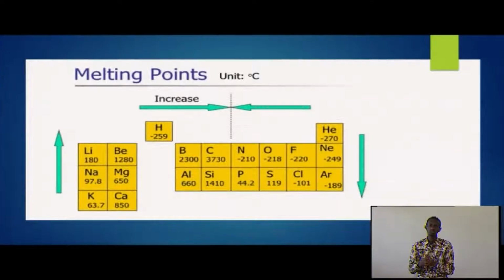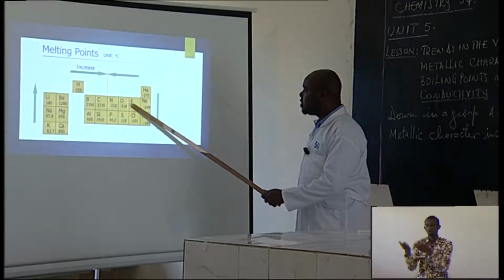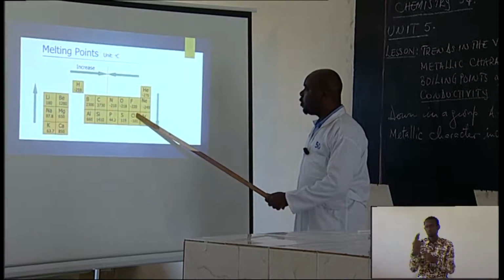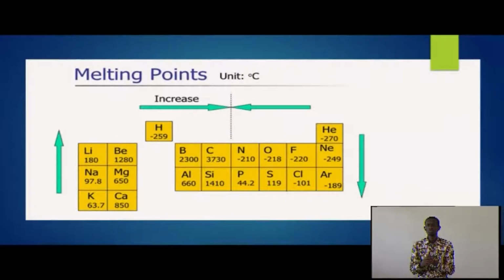And when you move down the group, the melting point of fluorine is negative 220, very low compared to that of chlorine, which is 101. So you can see that the melting temperature in nonmetals increases as you go down the group, but in the metals, it decreases as you go down the group.